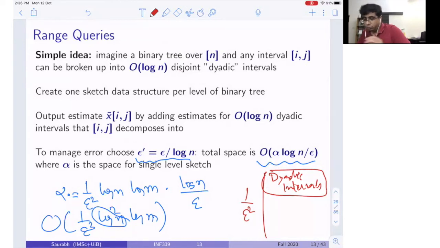So whenever you are going to do several things, errors will add up. To manage these errors in the world which we are living in, the poly log n world, you can only have this kind of poly log n objects. Anything more than that could create trouble for you, okay? So these are simple range queries. If you want to estimate something, then you can do this with this trick.